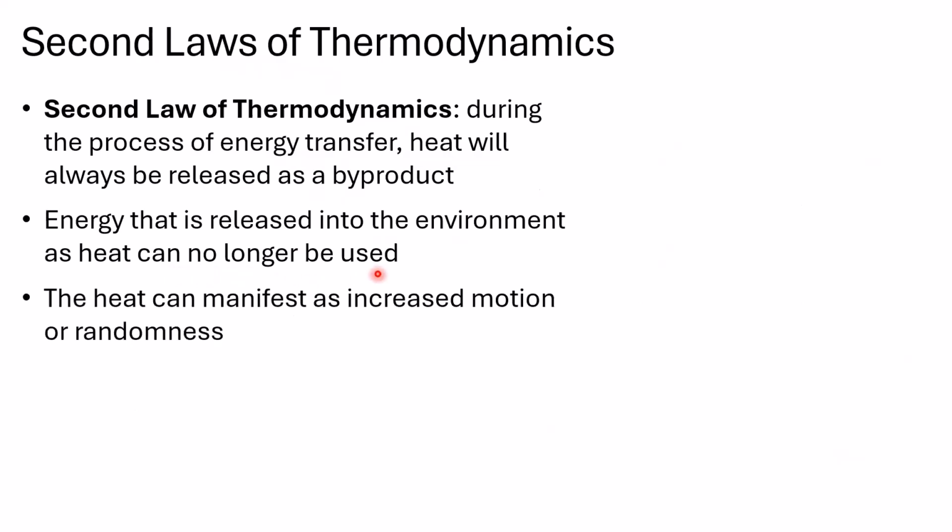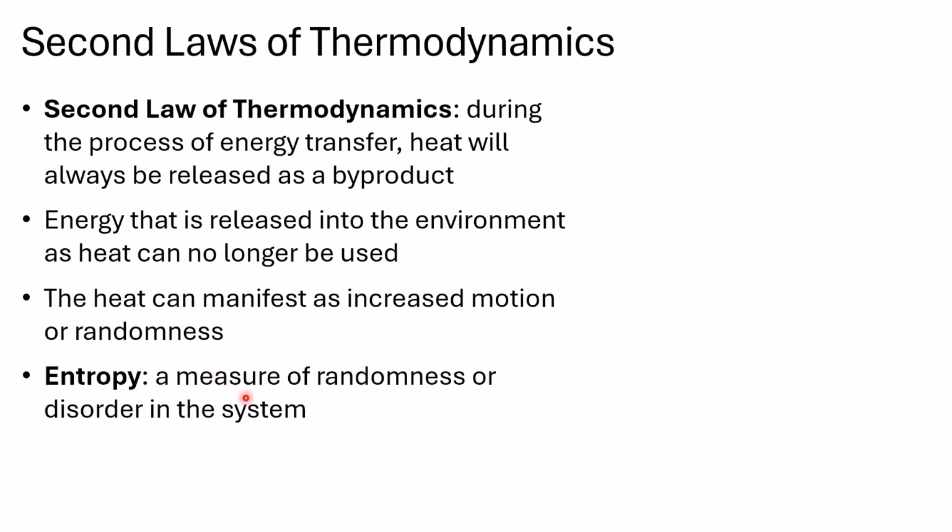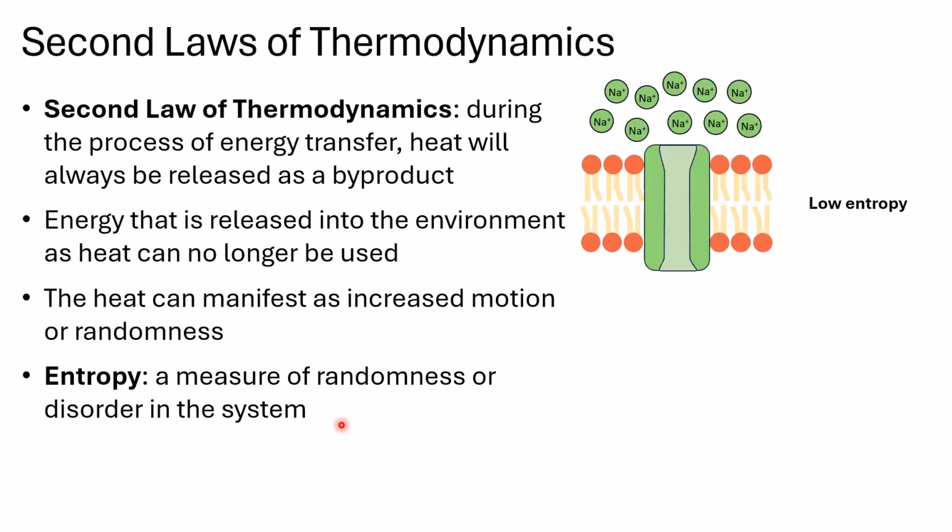This heat that was released will often manifest as increased motion or randomness. Entropy refers to the amount of randomness or disorder in the system. You may have heard before that entropy must always increase. This is because things will naturally move towards a state of disorder unless energy is actively being used to maintain order. Let's look at the concentration gradient of sodium as an example.